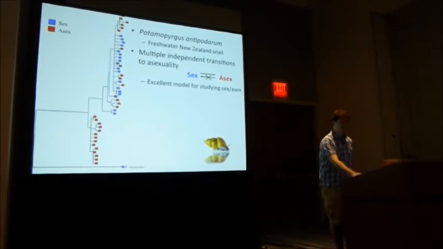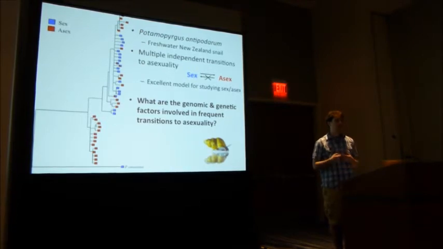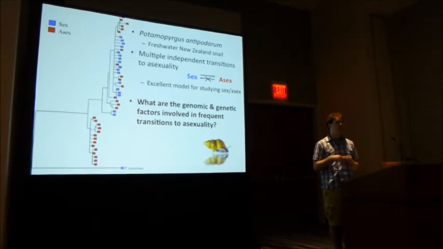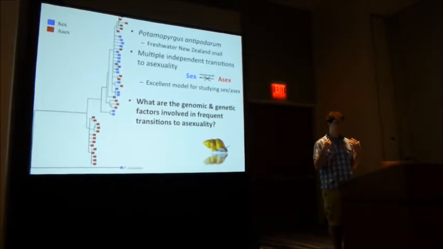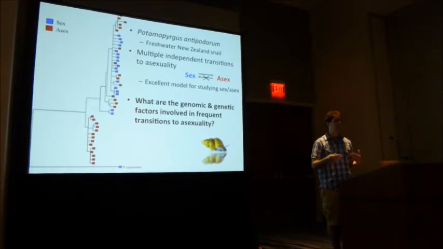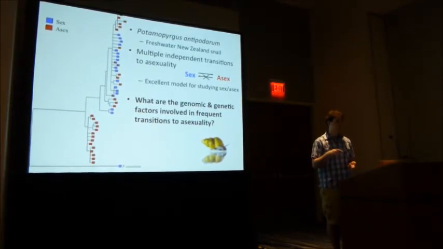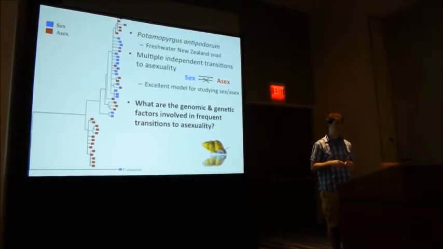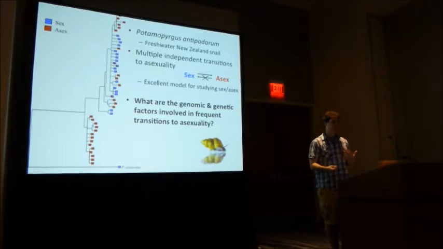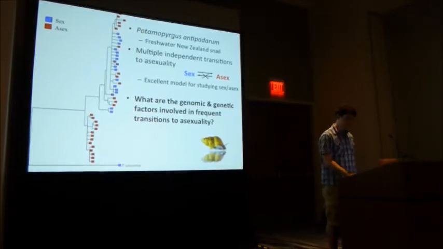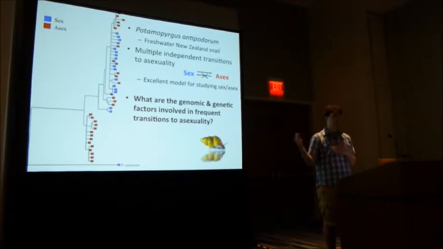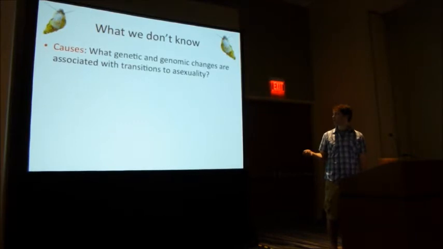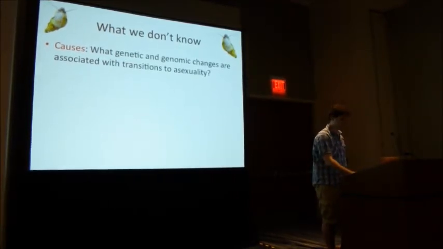And it allows us to ask questions like what the genomic and genetic factors involved in frequent transition to asexuality are. So these types of questions include what the types of genes involved with the transition are. We know that with species like the monogonont rotifers, there's a single locus involved with the transition to asexuality, whereas in Daphnia, it's a complex trait involving at least 4 loci, and we don't really know how this happens in this species. So what we don't know, like I said, are causes. We don't really know what accounts for these transitions to asexuality.